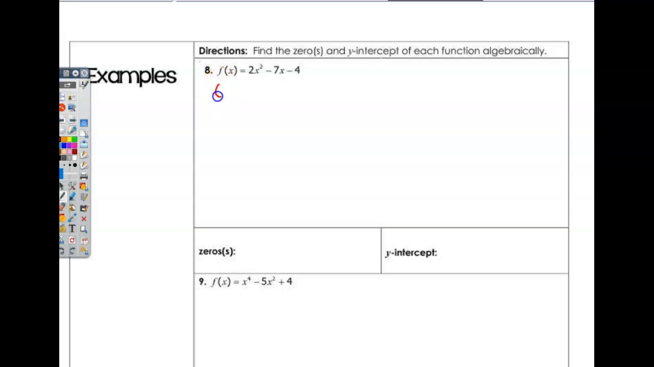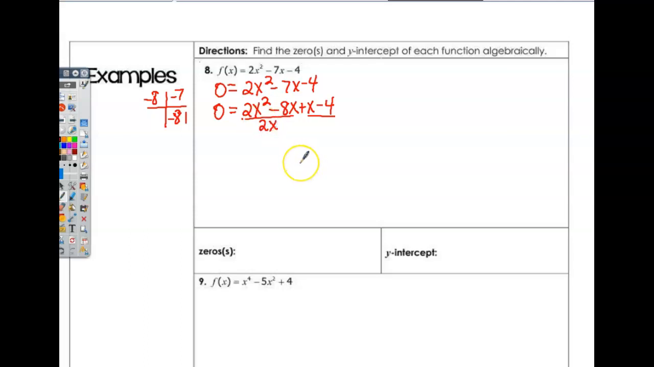We'll set 0 equal to here. So I get -8 and 1. What do the first two have in common? 2 and x. And the second one, what do they have in common? Just a 1.